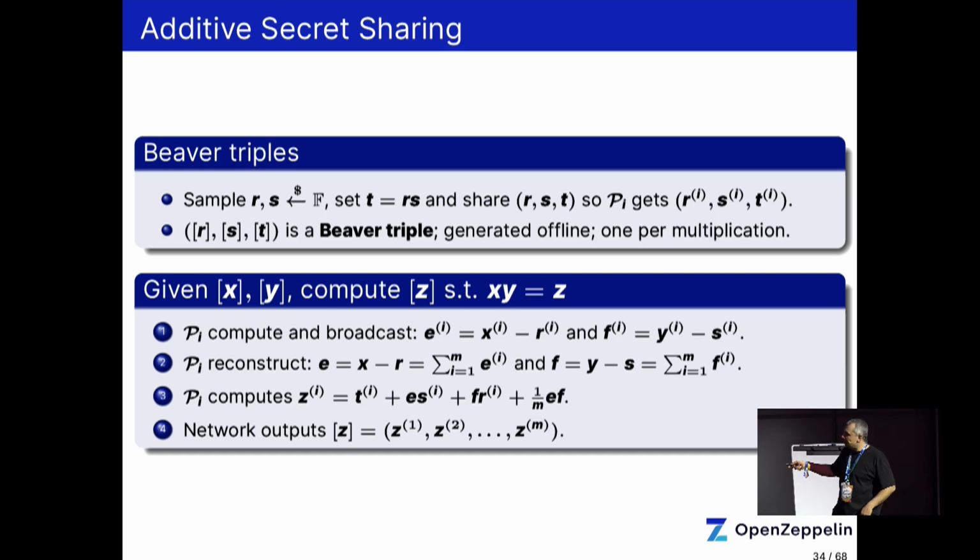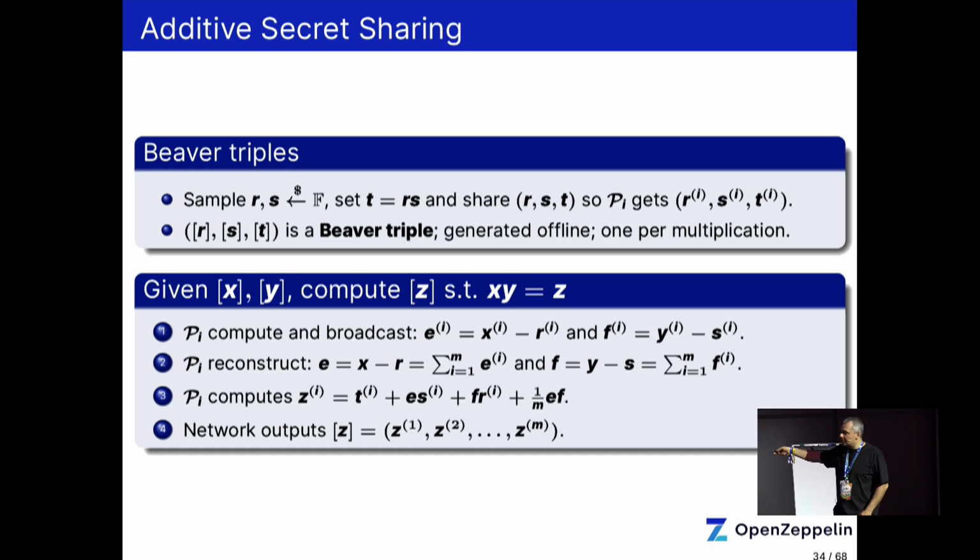Next, every node in isolation will perform this magic computation. He will take his own share of the Beaver triple, t, then add the E that he computed multiplied by his own share of s, then add the F that he recovered multiplied by his own share of r, plus E times F that he recovered, times this 1 over m.